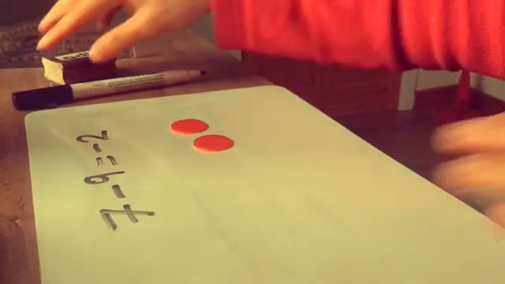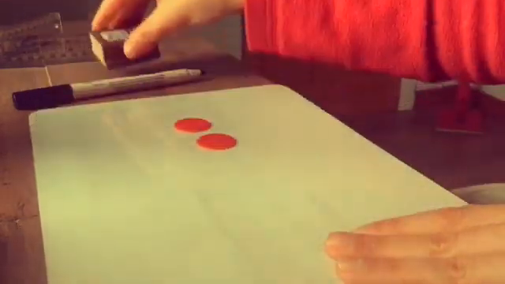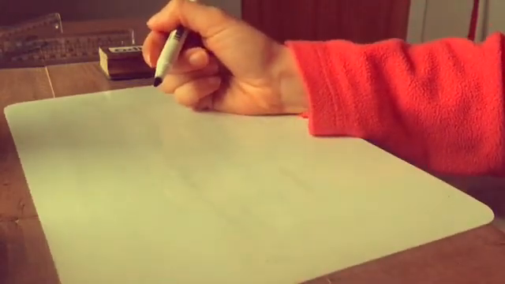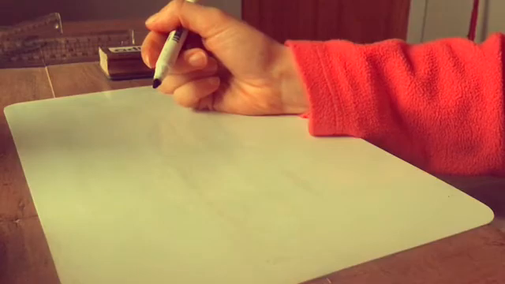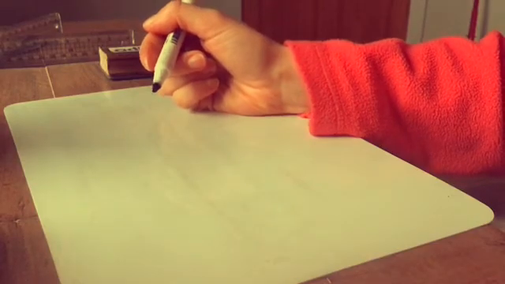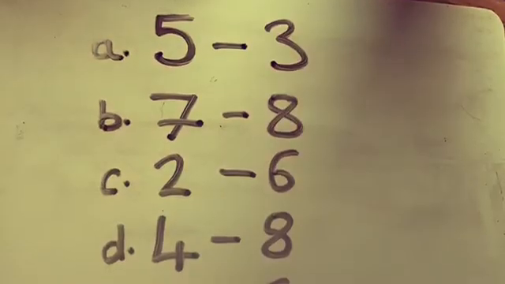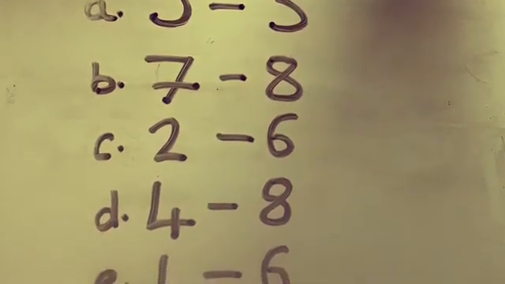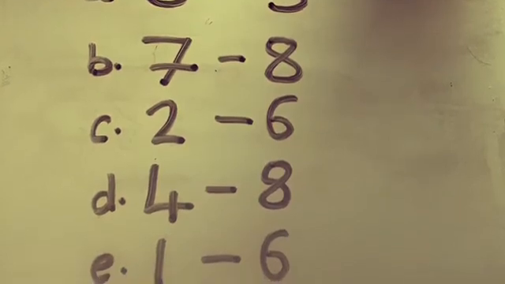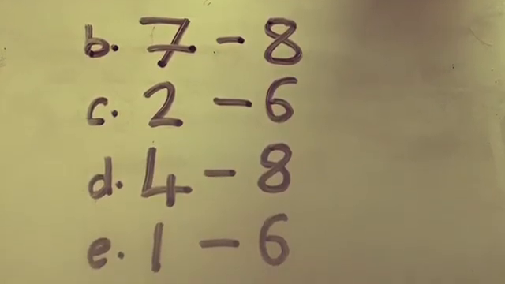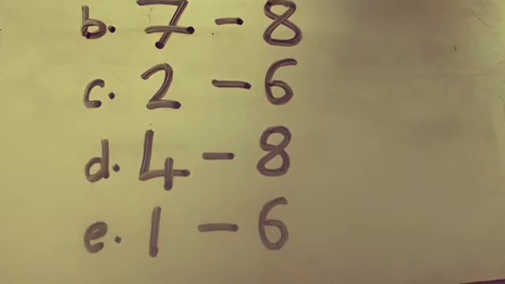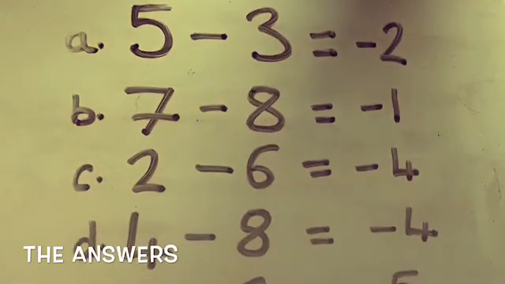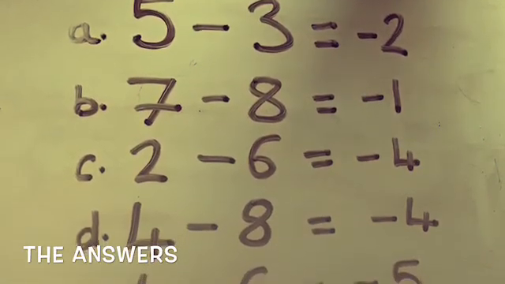Now I'll put a few on the whiteboard, and you could either use the number line that we did in the last part of the video, or you could pause this video and see if you can find anything in your house that you could use for this. So here are the answers. Check how you got on.